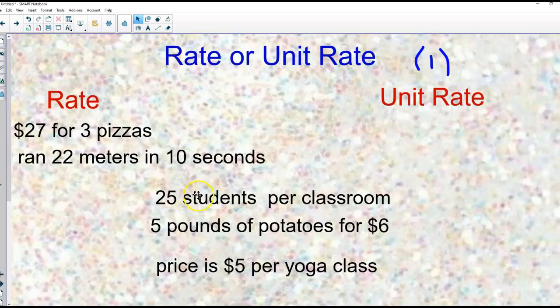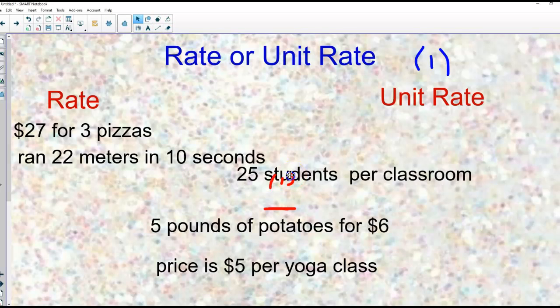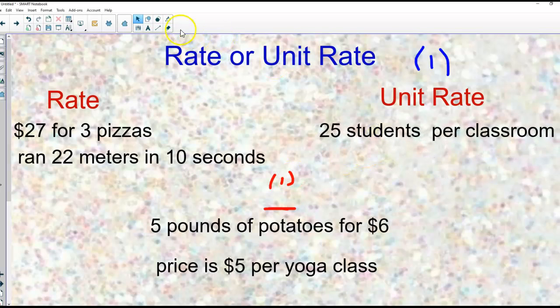In this one, it says there's 25 students per classroom. Now, a key to this, although it does not come out and say the unit 1, this word per also means 1. Sometimes you may hear miles per hour. That means 1. So although it doesn't come out and say 1, that word per is your little key there. So this one would be a unit rate. So I'm going to move it over to that unit rate side.